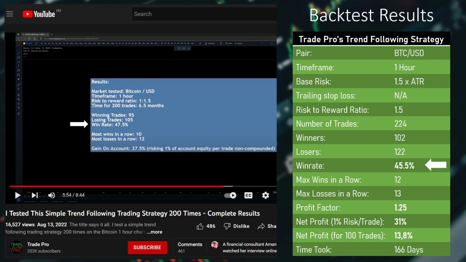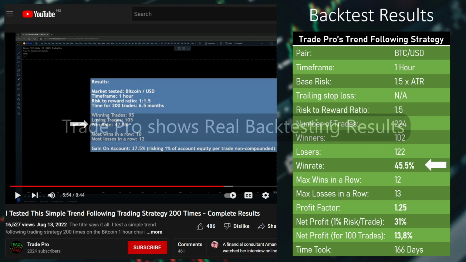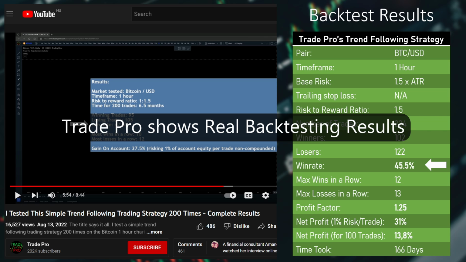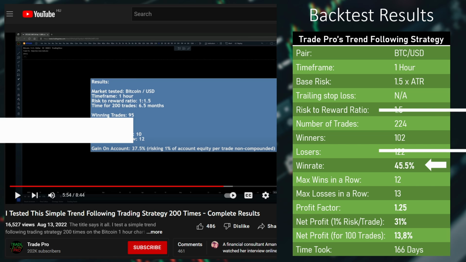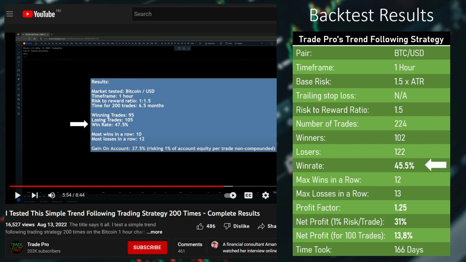The differences are most likely because of human error. Either he missed a few trades or I took a few extra, misreading the signals. So based on these results, we can say that TradePro shows real backtesting results. Now let's take a quick look at the equity curve and then see the strategy ranking sheet.